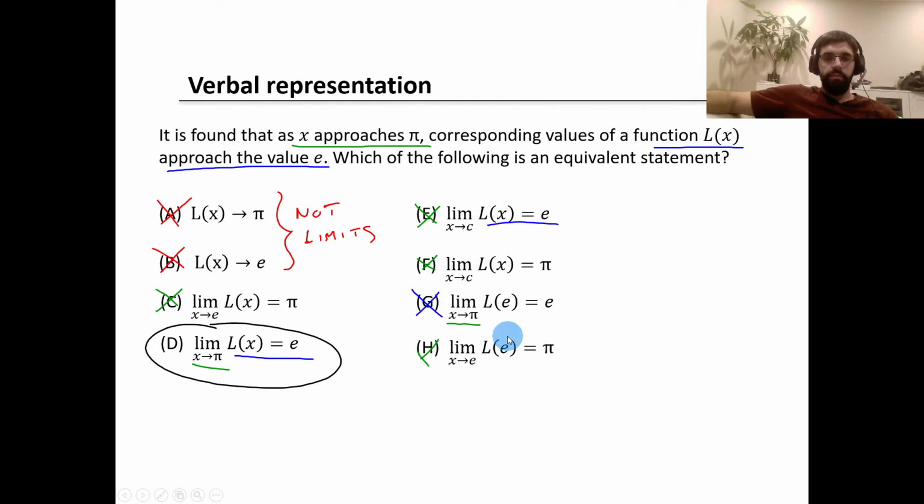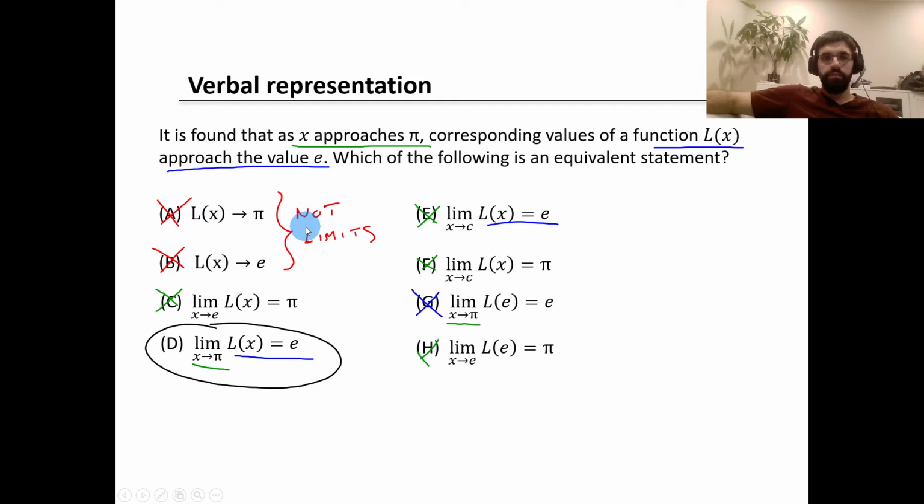All right, let's look at some representations for the limit notation. It is found that as x approaches pi, corresponding values of a function L of x approach the value e. Which of the following is an equivalent statement? So let's take this piece by piece. First of all, A and B are not even limit notation. So we're just going to omit those two as possible answers.